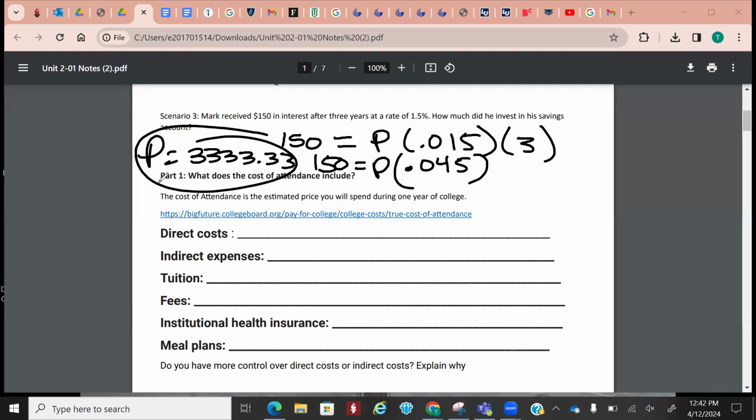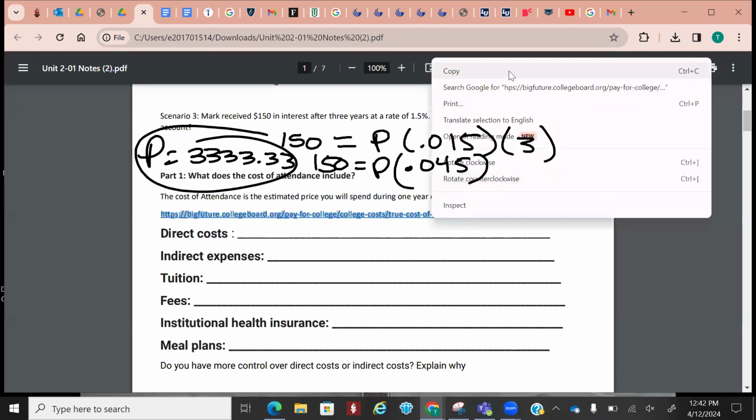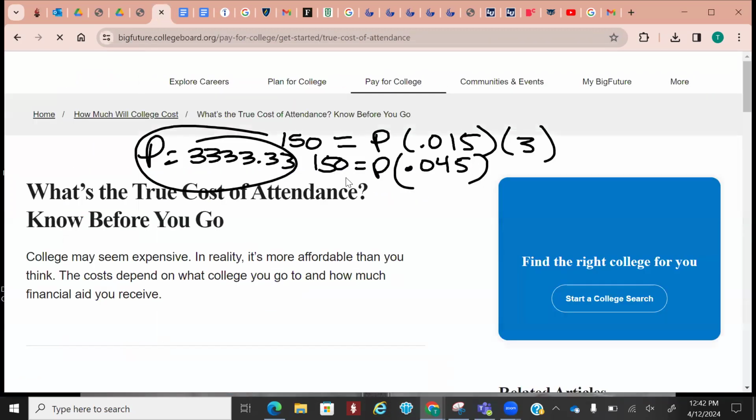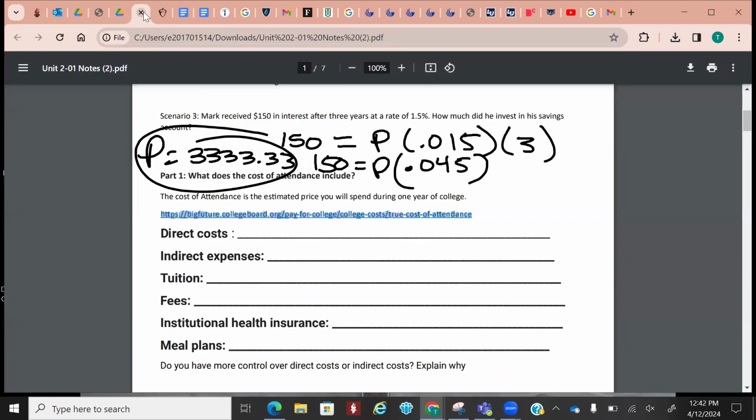Now, what does the cost of attendance include? So when you go to college, you have basically tuition, and then you have any dues or anything like that. I went to UGA, so every school is different, and their tuitions are different, as well as the dues that they make you pay and that kind of stuff. So when you open up this is from Big Future, and there's definitions of these things. So direct costs, indirect expenses, tuition, fees, institutional health insurance, and meal plans.